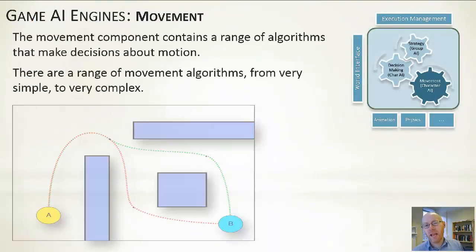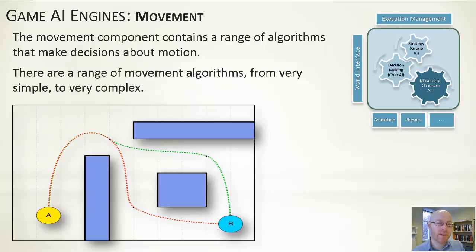So we'll have a look at each of these 3 bits. Now really within this course, we'll spend most of our time looking at movement AI. Movement AI is the bottom of our hierarchy, and contains a range of algorithms that make decisions about motion. So this can be, how do you move around another obstacle? It can be, how do you find a path from point A to point B? All about basic movement through an environment. And we'll spend quite a lot of time looking at different algorithms in that space.